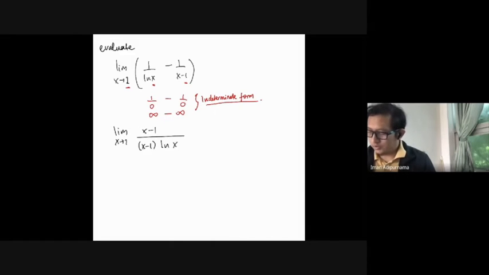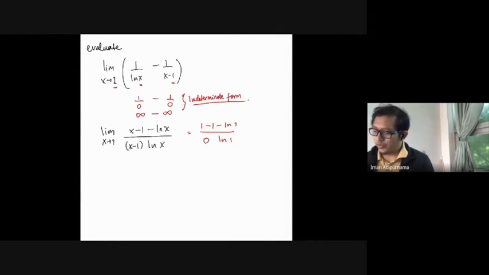So this is x minus 1 minus ln x. Now what? We check with 1. We try to see what it looks like when we plug in 1. So this becomes 1 minus 1 minus ln 1, and then it's 0 over... the bottom is 1 minus 1, which is also 0. So of course this now becomes a 0 over 0 situation.